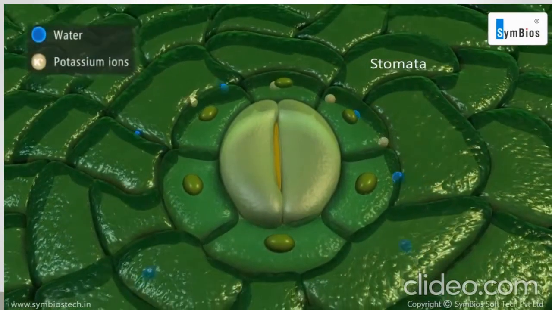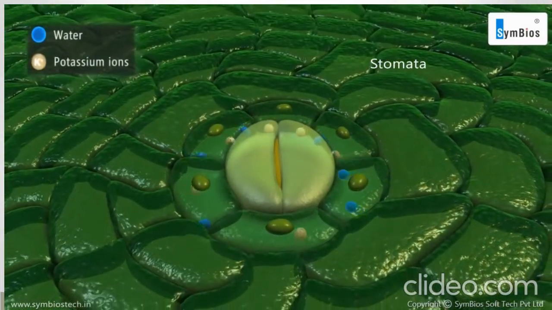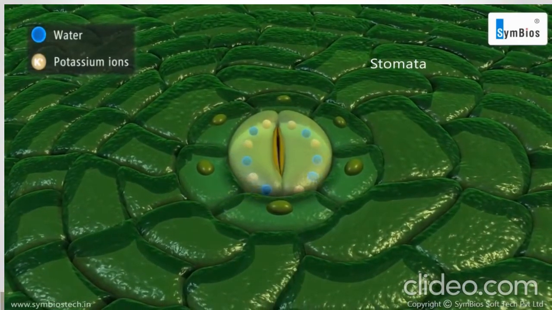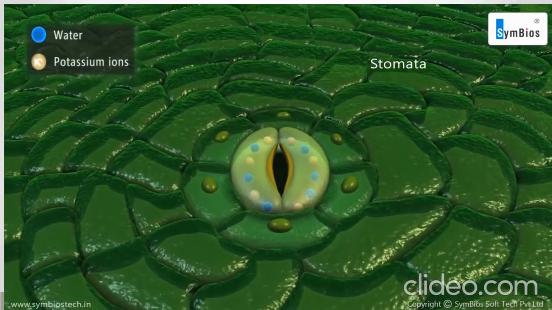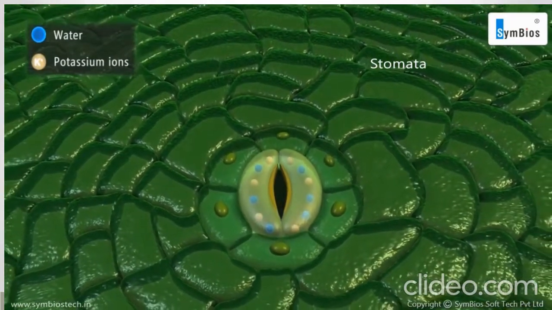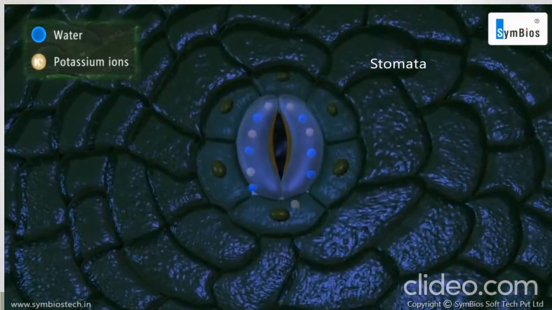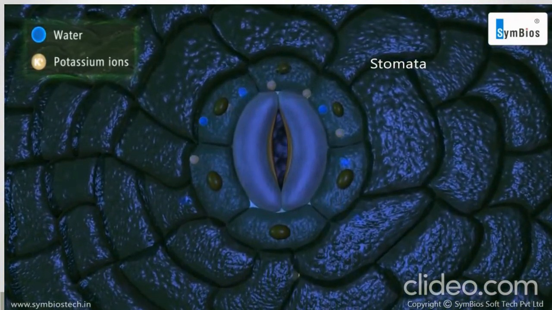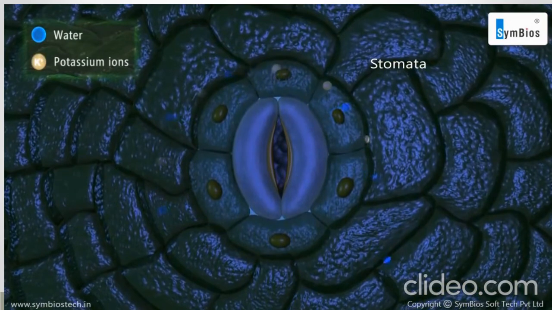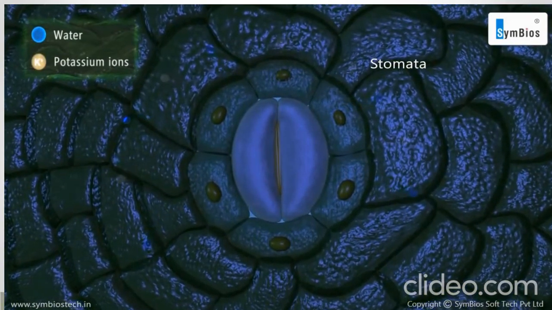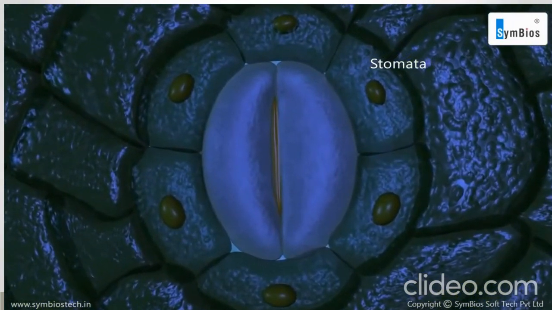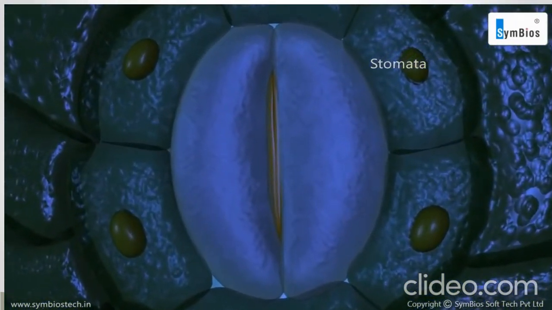During the daytime, water enters into the guard cells along with the potassium ions. This brings about a change in the shape of the guard cells and the stoma opens. During the night, the potassium ions and water molecules leave the guard cells. Thus, the turgidity decreases and the stoma closes. Stomata also act as main sites of gaseous exchange in plants.